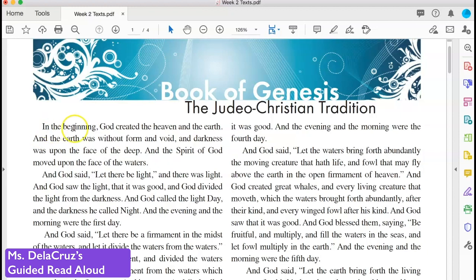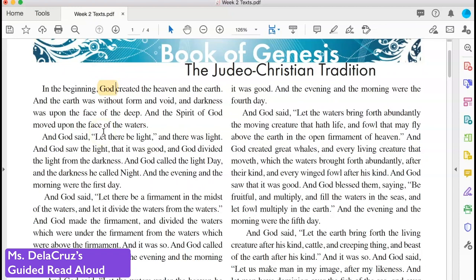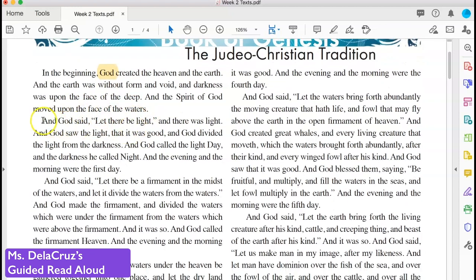So the myth starts, "In the beginning, God created the heavens and the earth." So we know our creator is God. "And the earth was without form and void, and darkness was upon the face of the deep. And the Spirit of God moved upon the face of the waters. And God said, 'Let there be light.' And there was light." So how did he create light? Just by saying it. There was light.